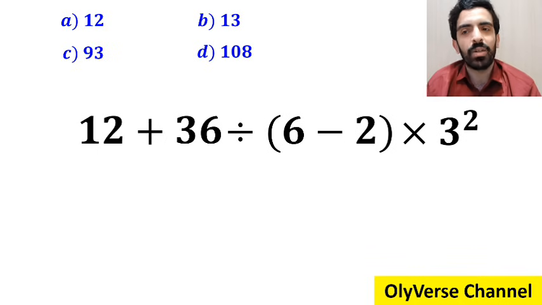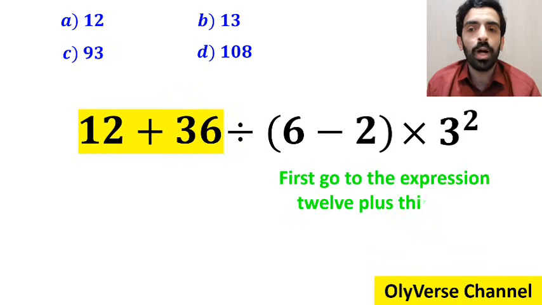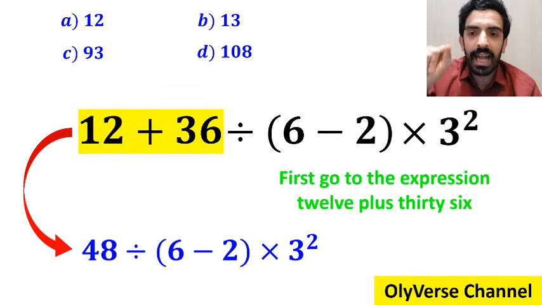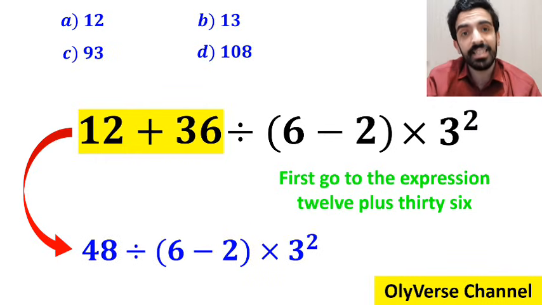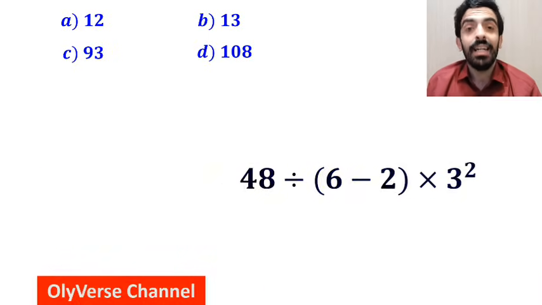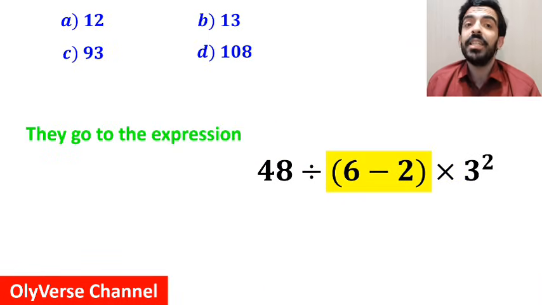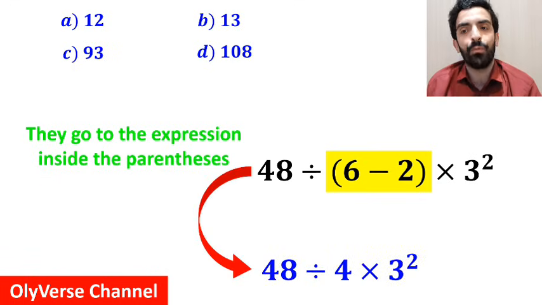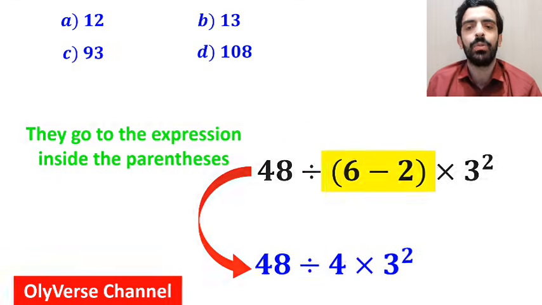Many people, to solve this question, first go to the expression 12 plus 36, and instead of this expression, they write 48 divided by 6 minus 2 inside the parentheses, then multiply by 3 to the power of 2. And the next step, they go to the expression inside the parentheses and simplify this expression to 48 divided by 4 times 3 to the power of 2.